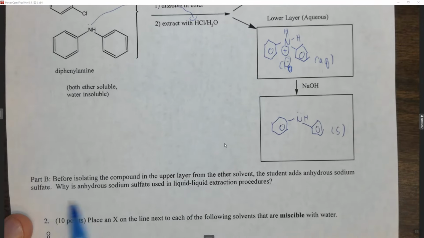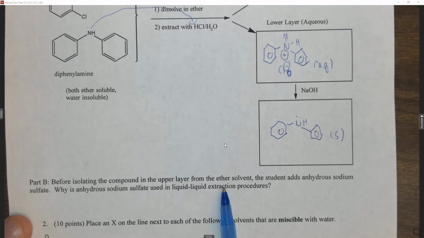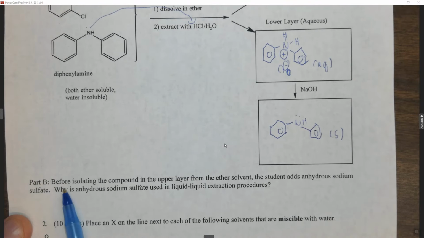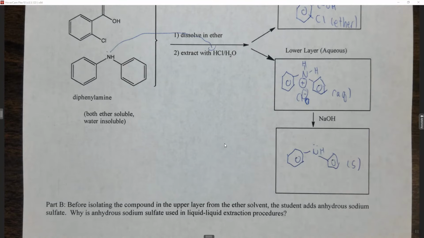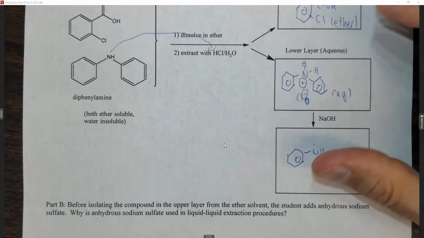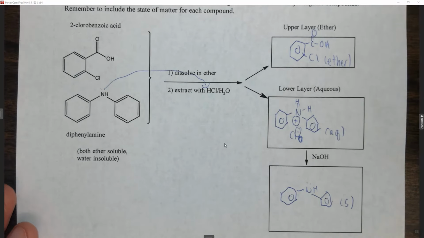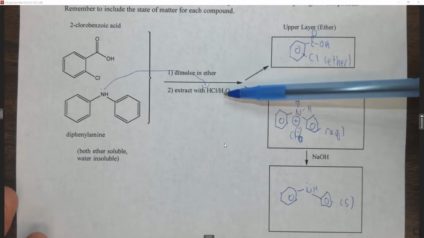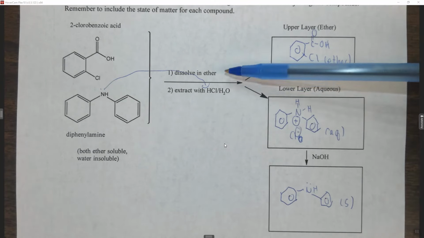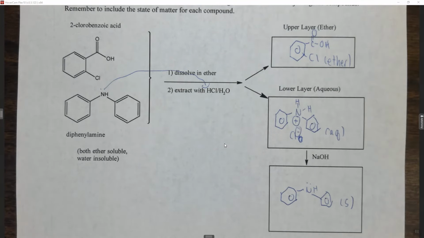Part B says, before isolating the compound from the upper layer from the ether solvent, a student adds anhydrous sodium sulfate. And then it says, why is anhydrous sodium sulfate used in liquid-liquid extraction procedures? So again, instead of trying to write this, I'm just going to talk about this. The reason you use sodium sulfate is because anytime you add ether and water, you're going to dissolve some water into the ether layer. If you dry it up, you're going to make some kind of pasty mess. So you got to get rid of that water.